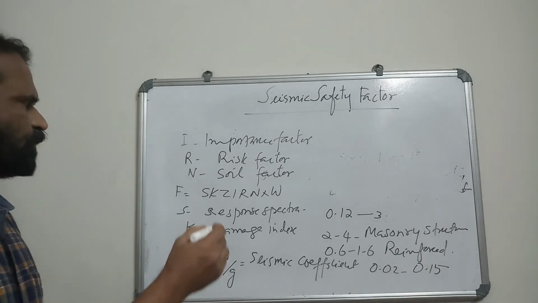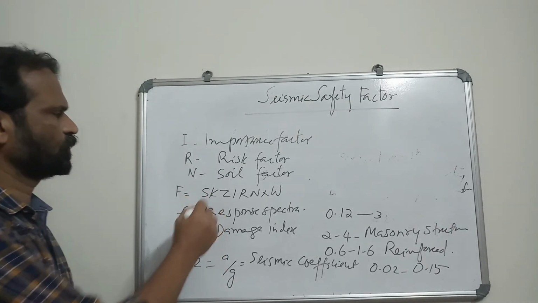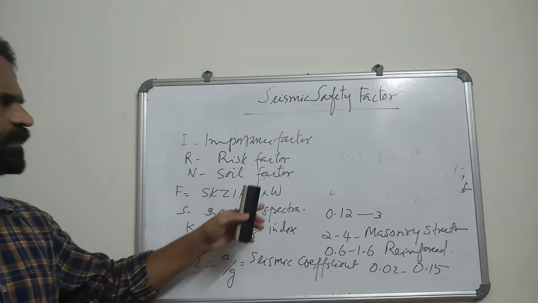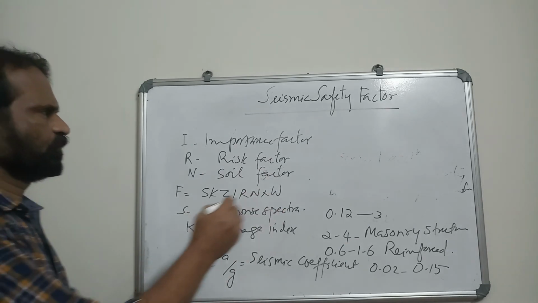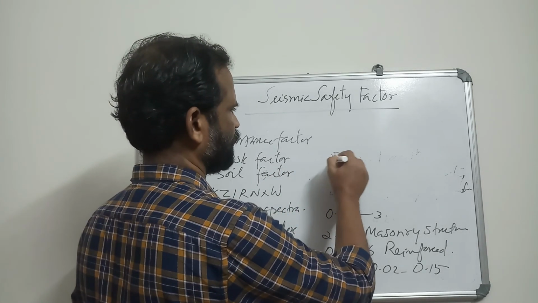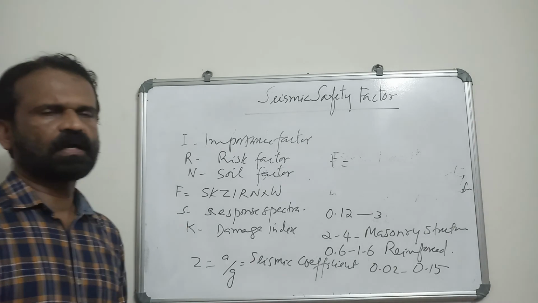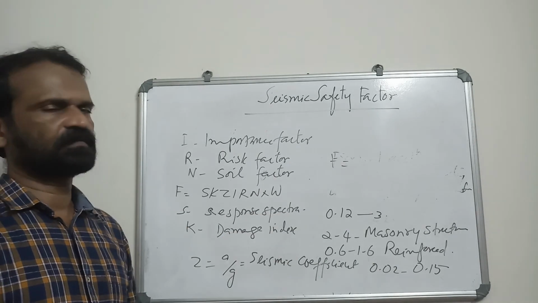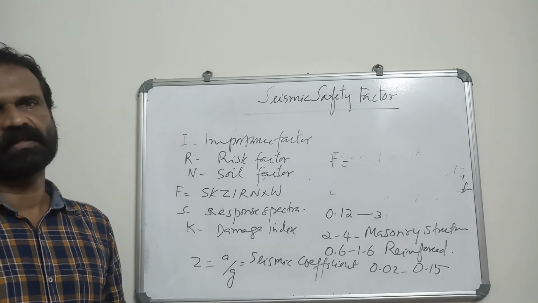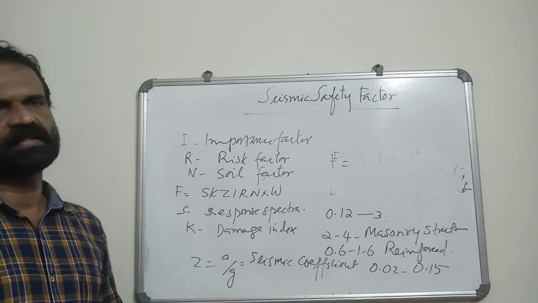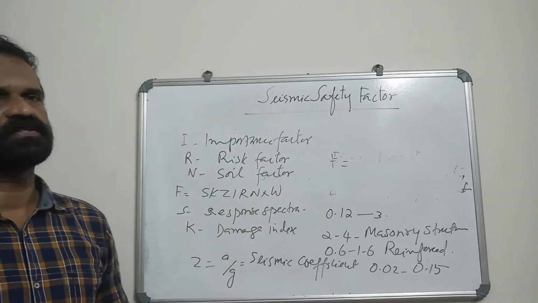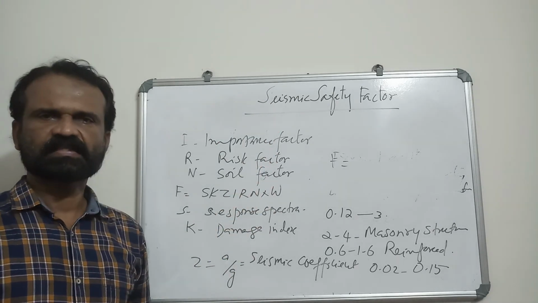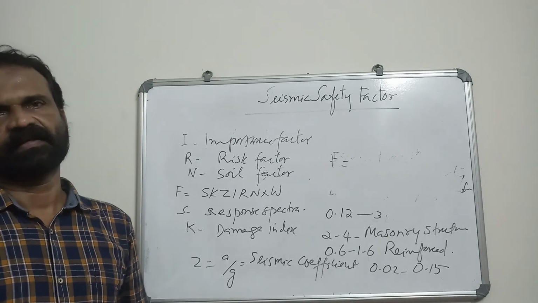So you can calculate F as equal to S K Z I R N into W. Once you calculate F, the base shear force, in order to oppose the base shear force, you can incorporate suitable norms in the design. So that is the way in which you find out the seismic safety factor.